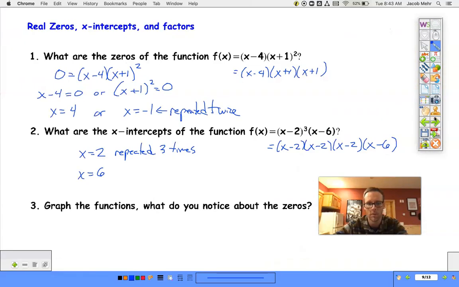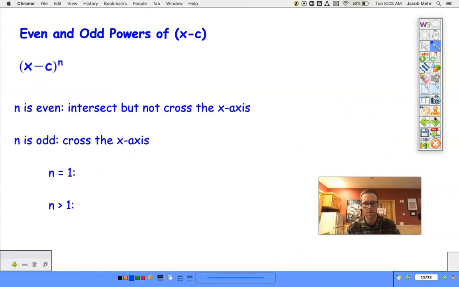So here's what I'm going to say for even and odd powers of these factors. If I have it factored and I have some exponent here, if it's even, it intersects but does not cross the x-axis. I call that a bounce.